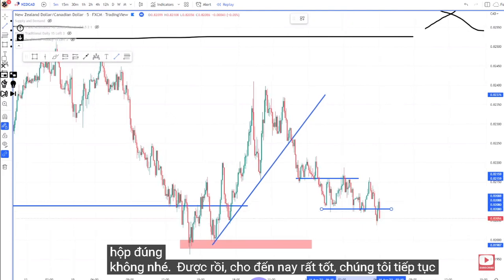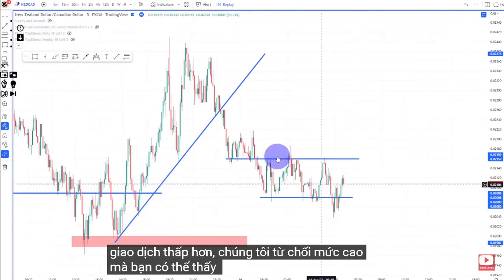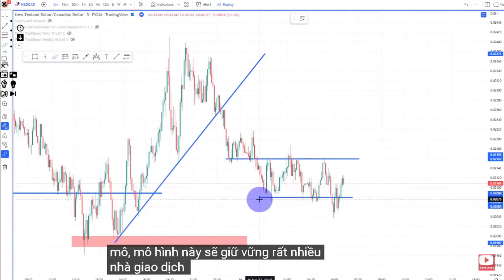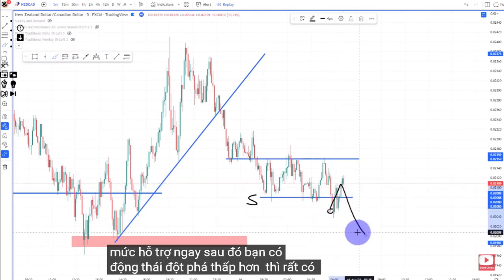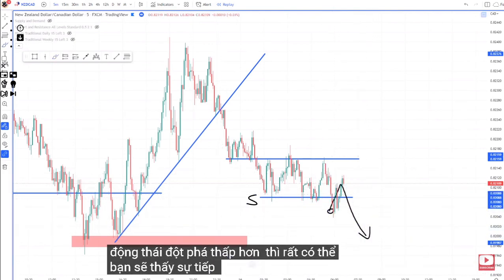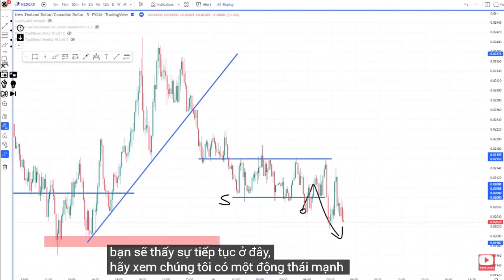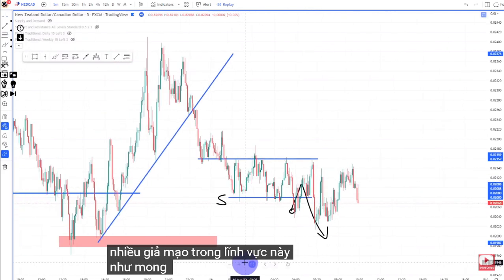Okay. So far so good. We keep trading lower. We reject highs. You can see, even on a micro level, this pattern is going to hold up. A lot of traders are going to be aware of the support level, right? Then you have your breakout, move lower, and then very likely you're going to see a continuation here. Let's see, we have the strong move, lots of fake outs in this area. As expected, let me speed it up a little bit.